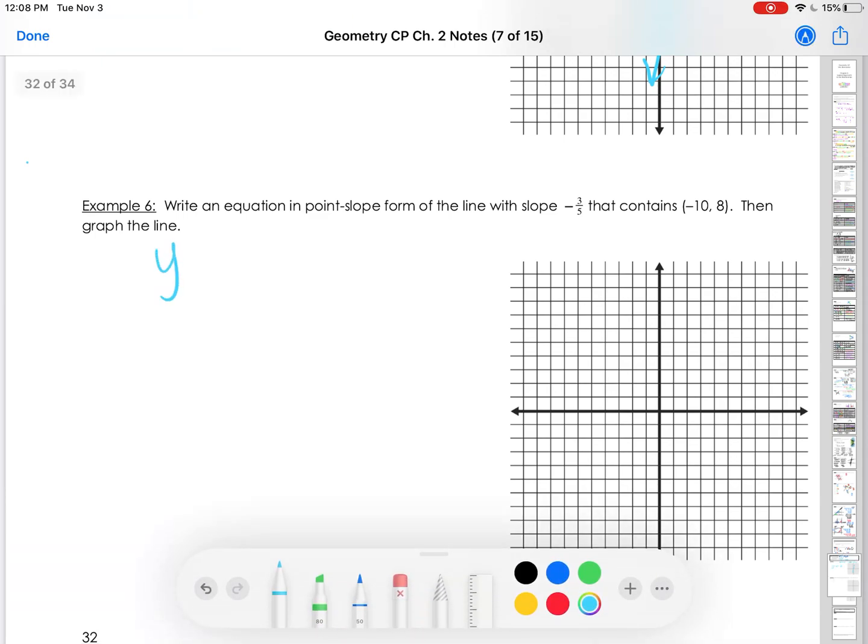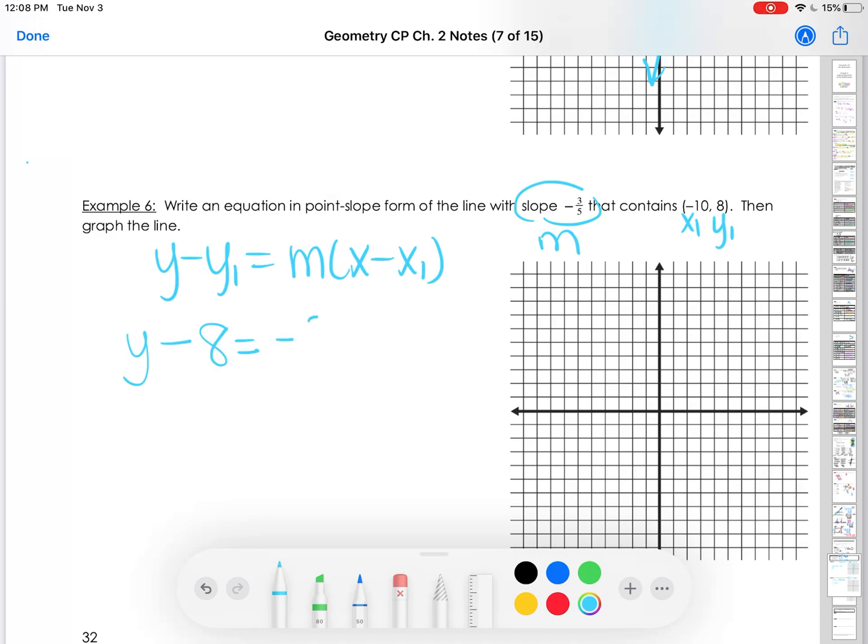In example 6, we want point slope form. So that's our y minus y1 equals m times x minus x1. My slope is my m, and my point is my x1, y1. Okay, so that's y minus 8 equals -3/5 times x minus -10, or I could just say plus 10, because that really is the same thing.